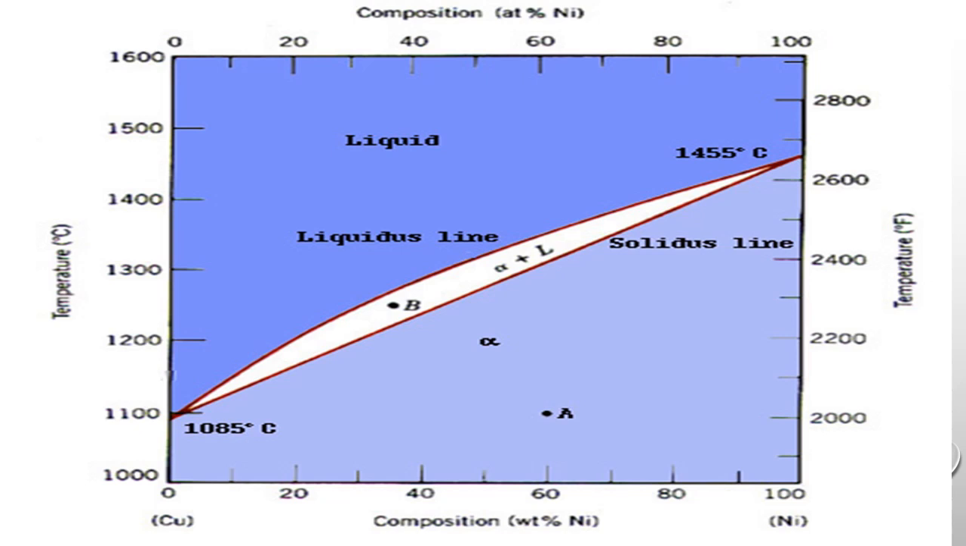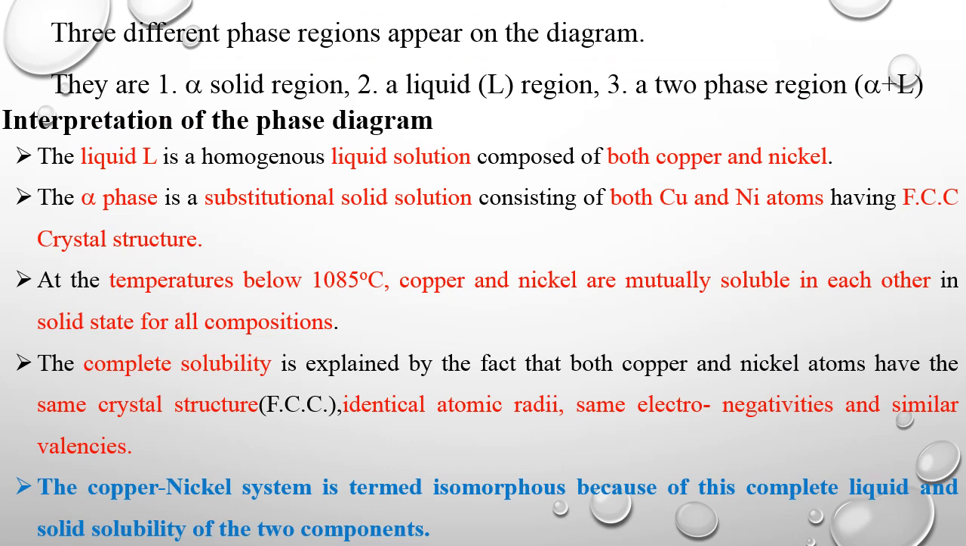The composition can be seen in detail. You can see the liquidus and solidus lines, ranging from low to high. Three different phases appear on the diagram: the alpha solid region, the liquid region, and the two-phase region.